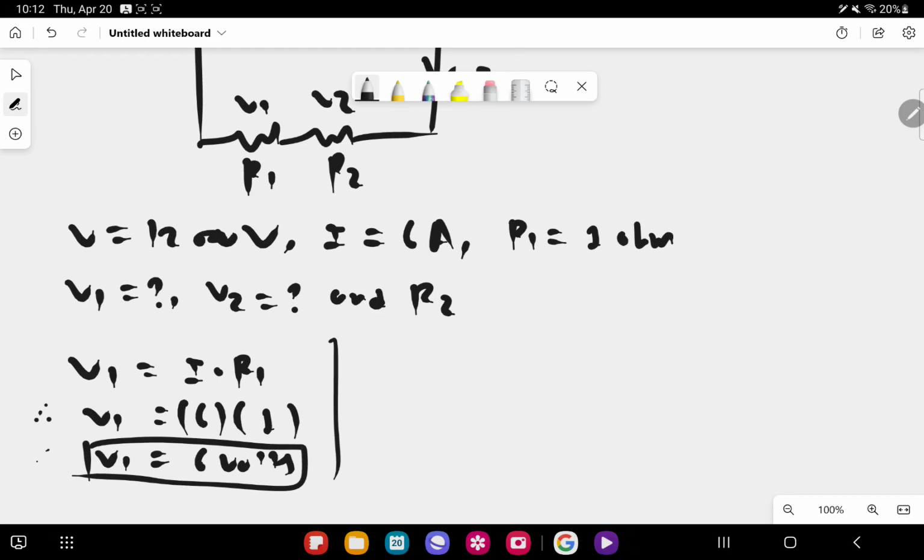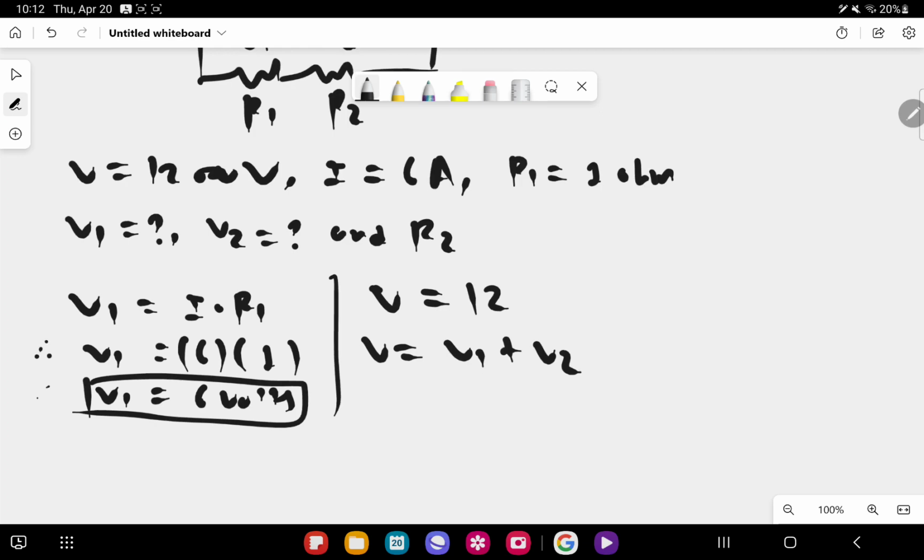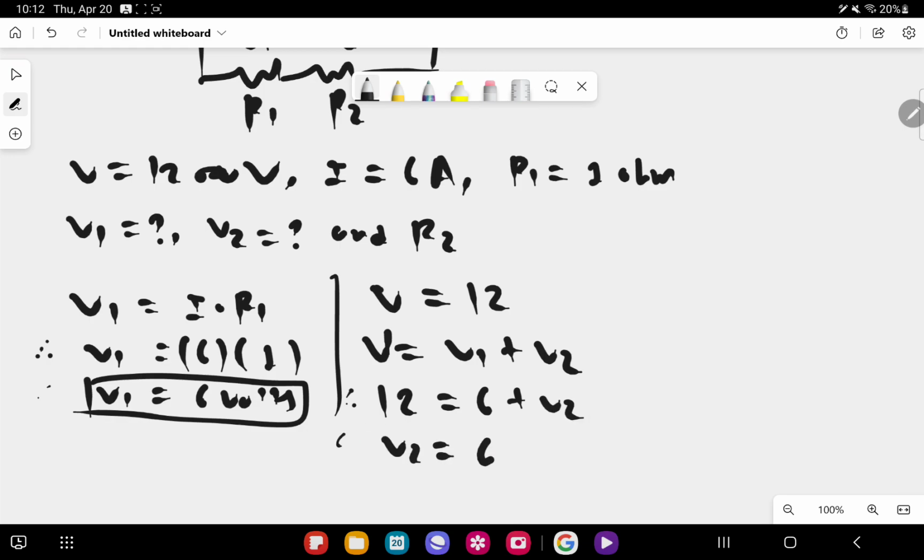Similarly, the total voltage drop across the circuit is 12 volts. So therefore, V is equal to 12 volts and V is equal to V1 plus V2. Correct? Now, from here we can easily calculate the value of V2. So 12 is equal to 6 plus V2. Therefore, V2 is equal to 6 volts.